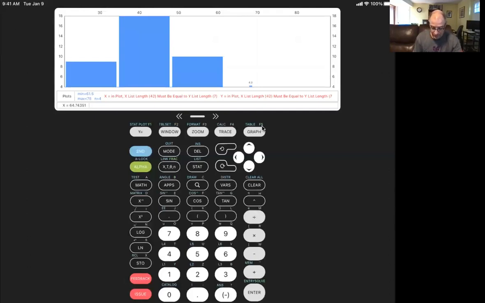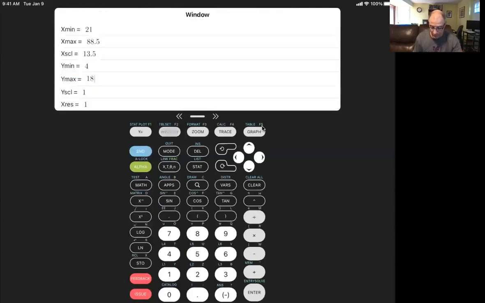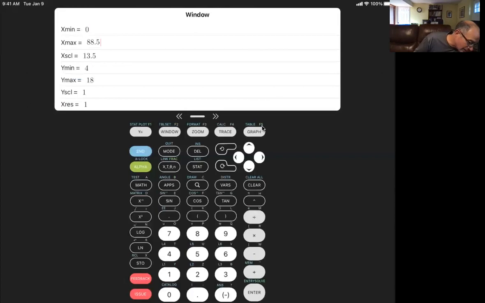So I'm going to go into the window, and I'm going to arrow up, and I'm going to change a few things just because I didn't like that. The X min, I'm going to start this at 0. The X max, what was my maximum score? I don't even remember. I see a 69 in there. 80 should cover it. So we're going to go clear and 80.